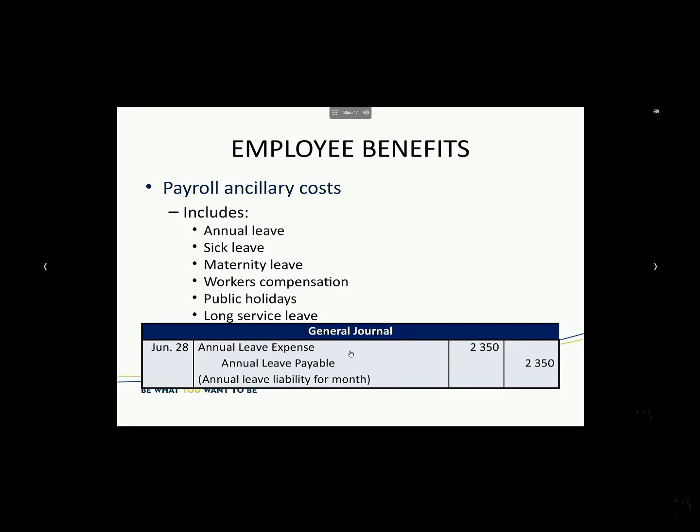The journal entry is an amount is accrued to annual leave payable for, in this case, annual leave, and the debit is to annual leave expense. But the liability is an accrual to an account called annual leave payable. And similarly for the rest of these ancillary payroll costs.